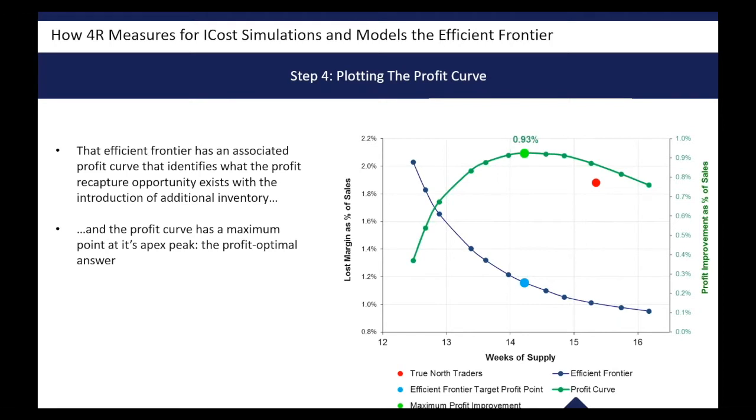The efficient frontier also has an associated profit curve that identifies the profit recapture opportunity existing with the introduction of additional inventory. This profit curve can be seen here arching over the efficient frontier in green with its correlating 12 profit settings. The profit curve has a profit maximum point at its apex peak, which we recognize as maximum profit improvement. In this chart, it is seen as 0.93% increased profit as a percent of sales.